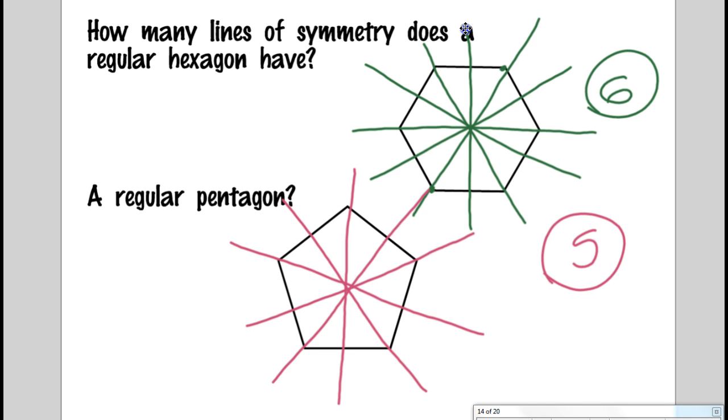Very good. So a regular polygon has n lines of symmetry. What does n stand for? Remember, n minus 2 times 180, remember from polygons? n is the number of sides.